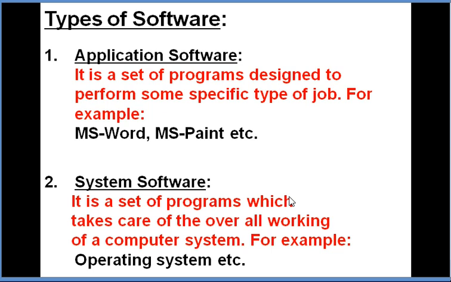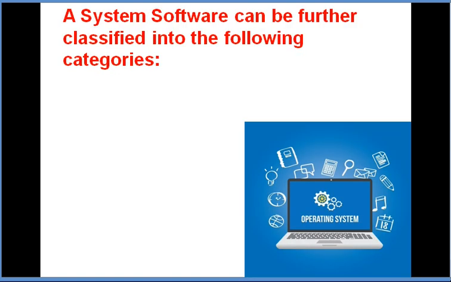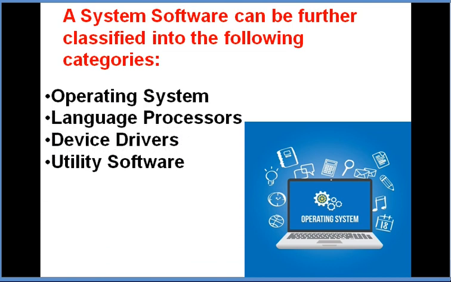The second category of software is called system software. It is a set of programs which takes care of all the working of a computer system. For example, operating system, etc. System software can be further classified into the following categories. Number one, an operating system. It can be a language processor, then device drivers, and then utility software. All these classifications are for system software.